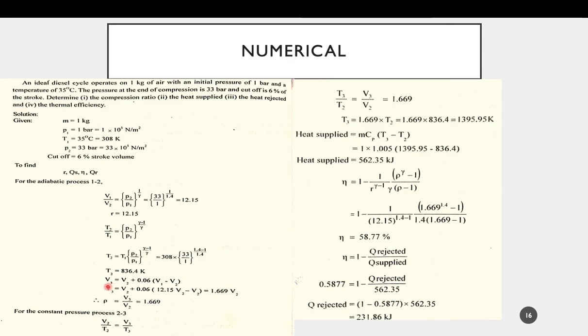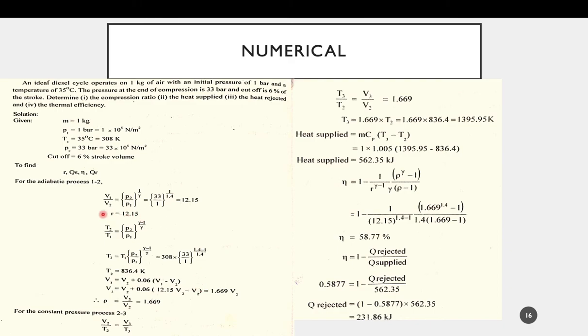So V3 minus V2 is the cutoff. Cutoff is equal to 6% of swept volume. So from that we have V3 is equal to V2 plus 0.006 into (V1 minus V2).